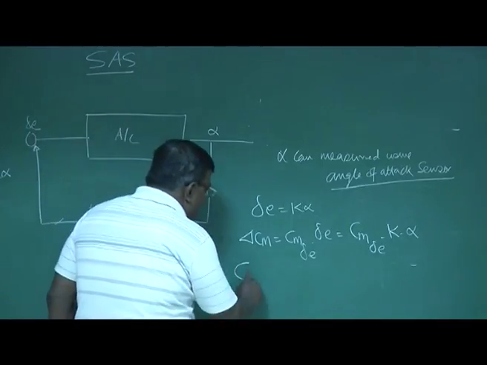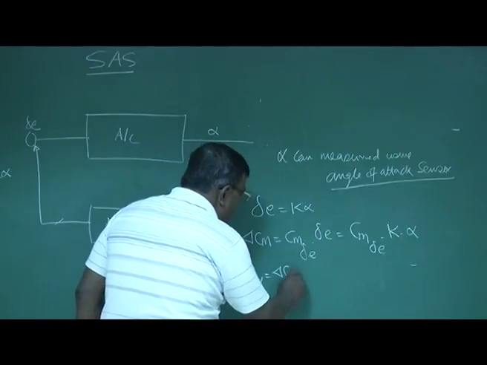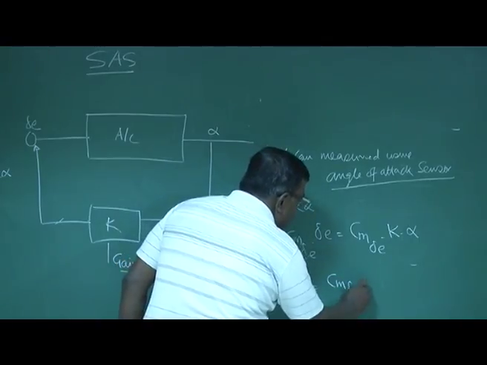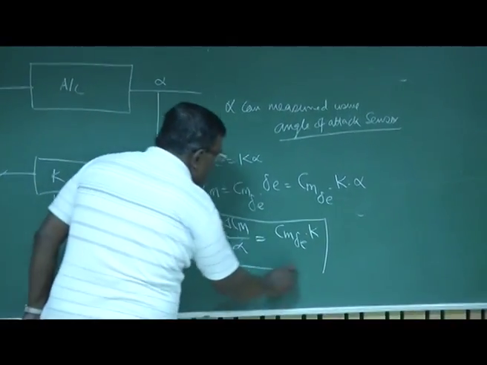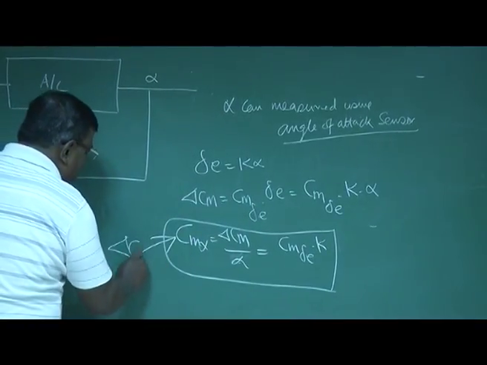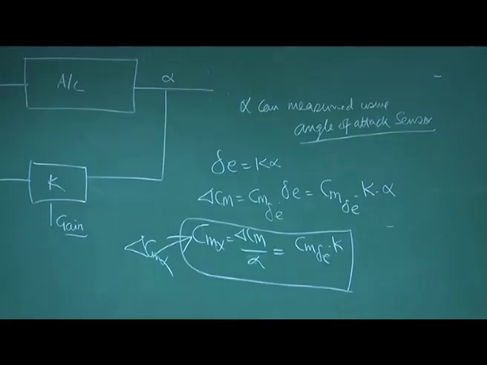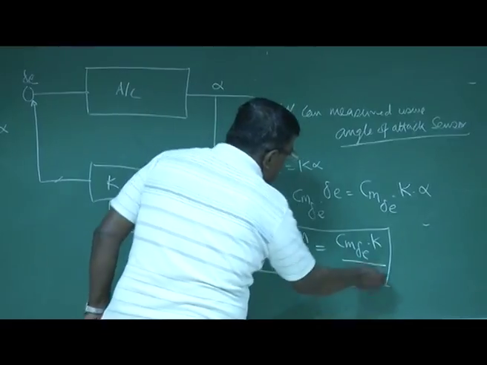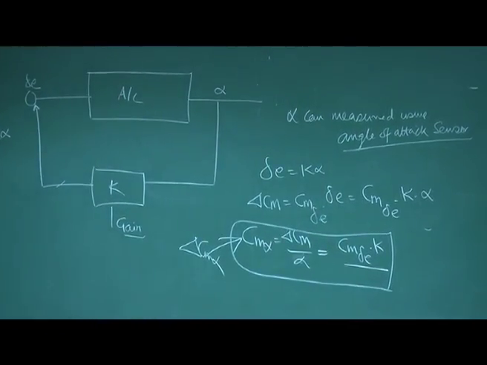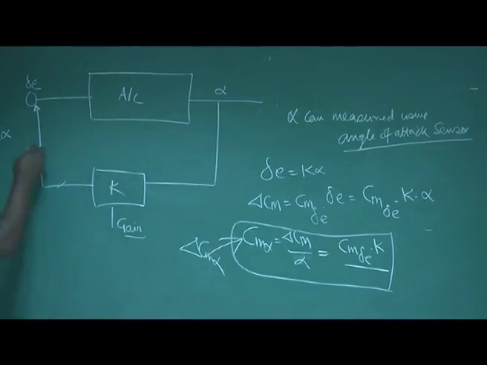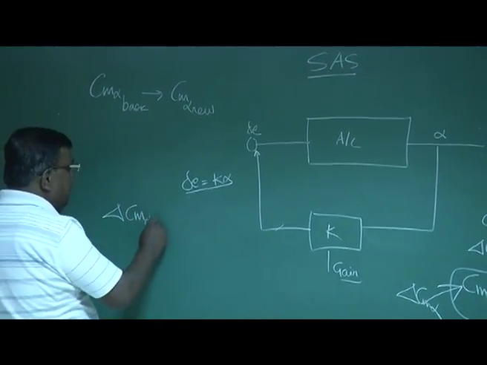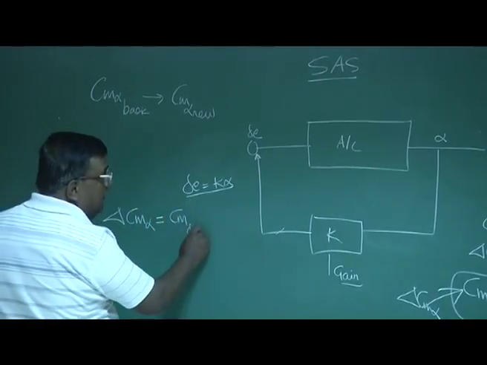Now what is delta Cm alpha now? That is delta Cm by delta alpha. So this is Cm delta E into K. So you could see that this Cm alpha is additional Cm alpha. So by giving a deflection proportional to alpha, I am feeding additional Cm alpha, that is Cm delta E into K. So depending on the value of K, say 0.1, 0.01, I can go on feeding alpha and deflect the elevator proportional to K alpha, and I get delta Cm alpha, which is equal to Cm delta E into K.